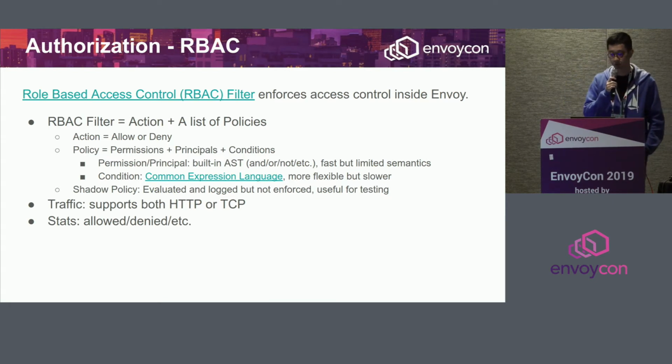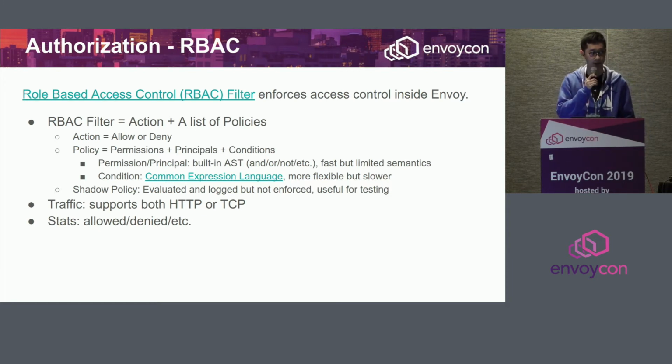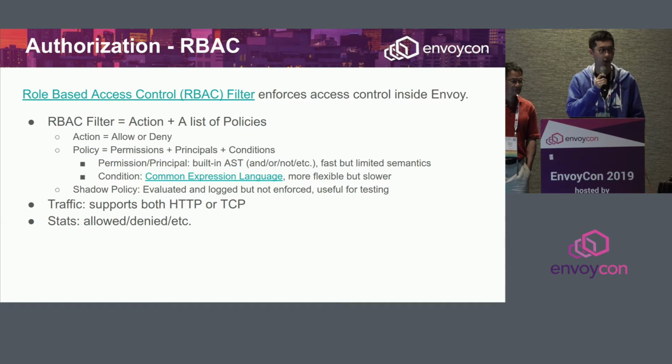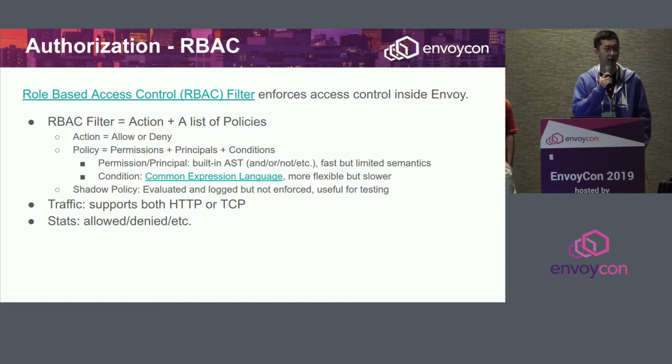The RBAC filter also supports a shadow policy, which means you can evaluate and log a policy, but without enforcing it. This is very useful when you are trying to test a policy before rolling it out to your production environment. The RBAC filter supports both HTTP and TCP traffic, and it emits some useful stats, like the allowed and denied requests, so you can see that your RBAC policy is really allowing and denying requests.